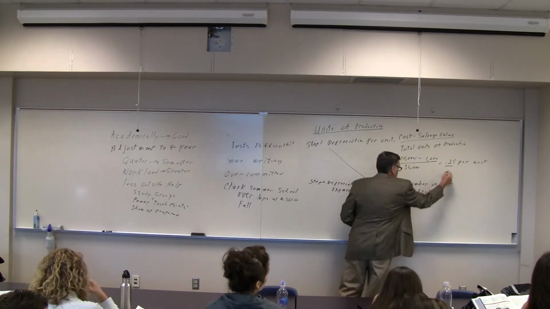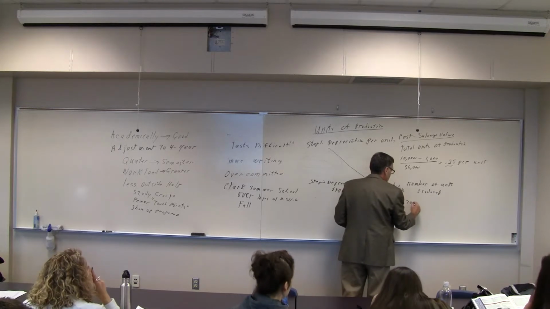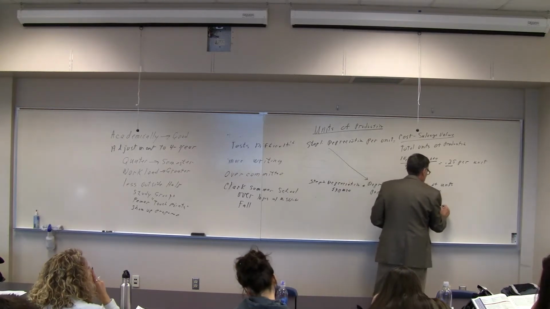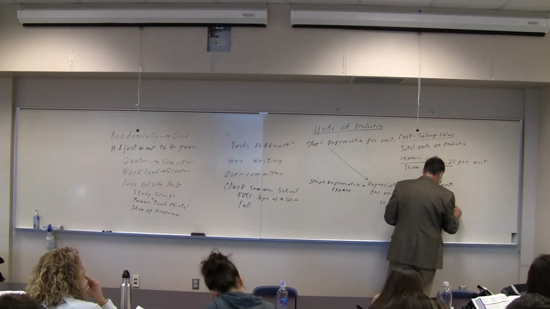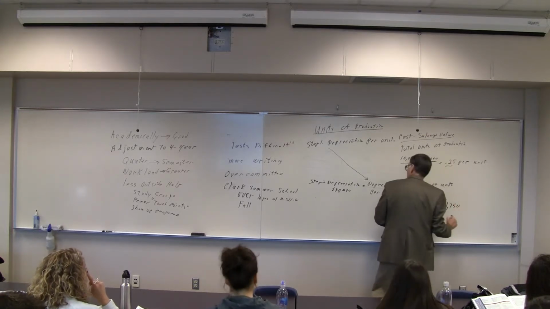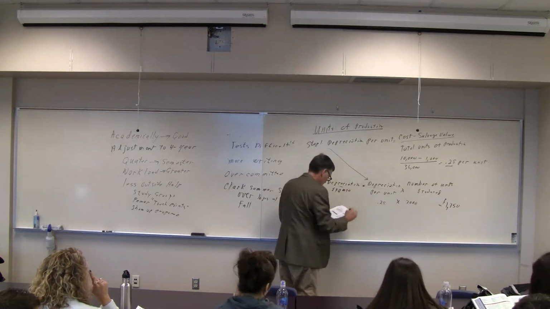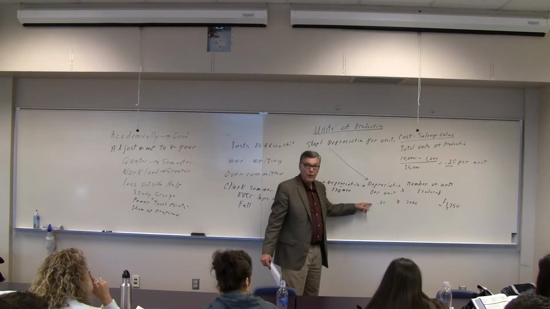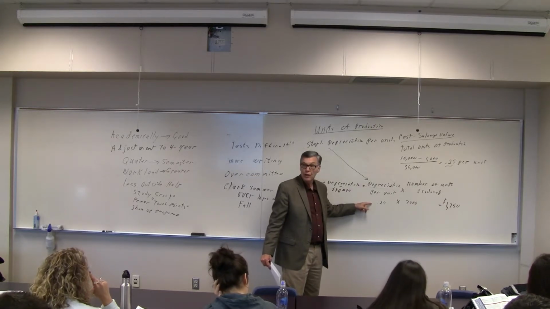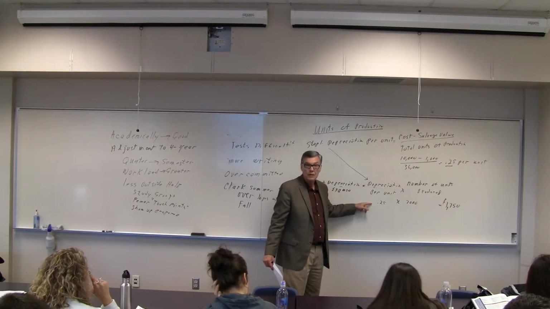Here's where that came from. And they produce 7,000 units. That means that the expense is $1,750. And that's the depreciation expense. And of course, you debit depreciation expense for $1,750 and you credit accumulated depreciation.